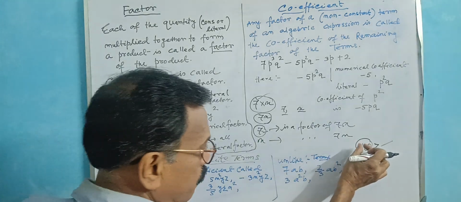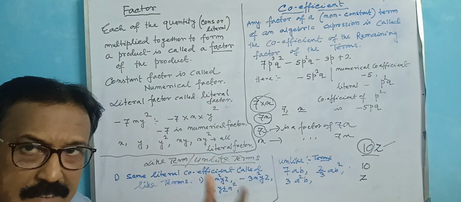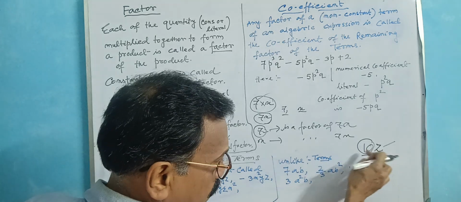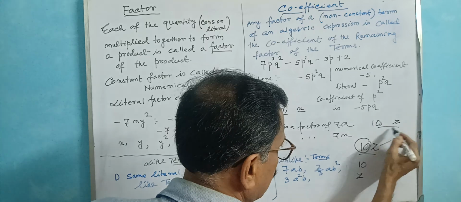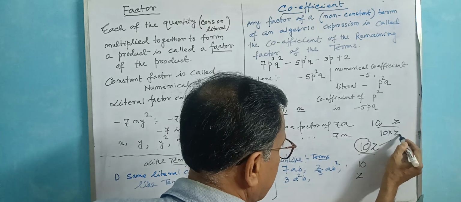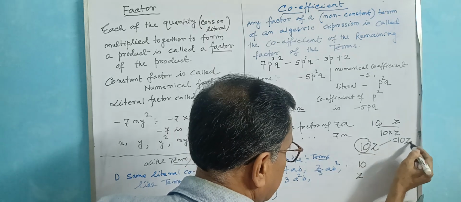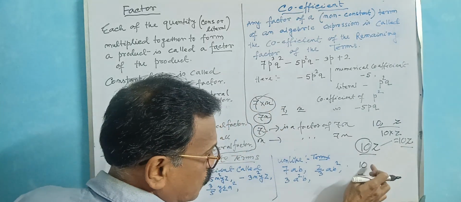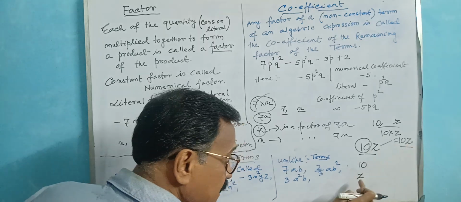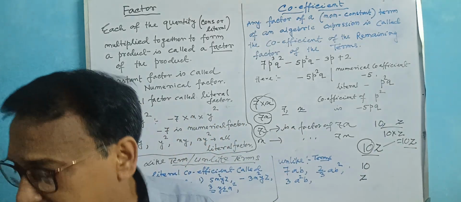Clear? 10z is the product, the multiplication of two numbers. 10 is one number, z is also a number. You just multiply 10 into z and the product comes. So 10 is the numerical part, and this numerical part is called the numerical factor. z is the literal part, called the literal factor.